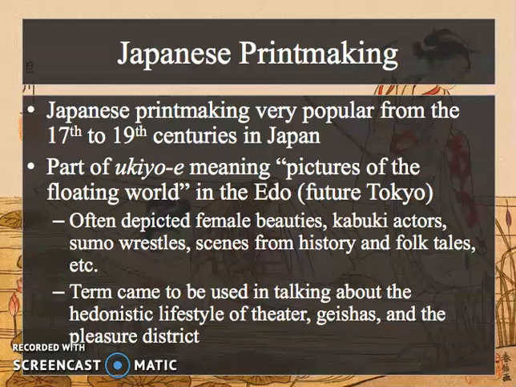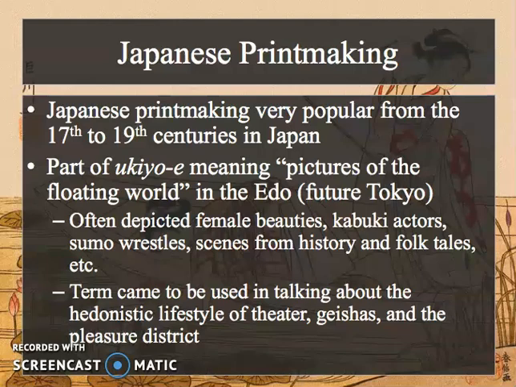Japanese printmaking is really going to be important for Impressionists and Post-Impressionists. It's very popular from the 17th to 19th centuries in Japan. It is part of ukiyo-e, which means pictures of the floating world in Edo, which is future Tokyo. It often depicts female beauties, kabuki actors, sumo wrestlers, scenes from history and folk tales, a lot of women in pleasure districts and sexual images. And the term came to be used in talking about the hedonistic lifestyle of theater geishas in the pleasure district.